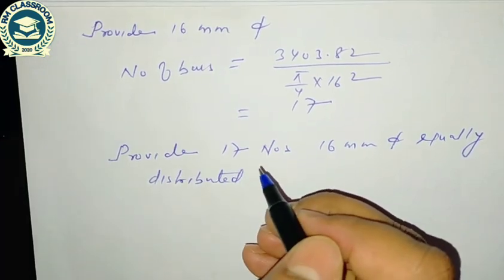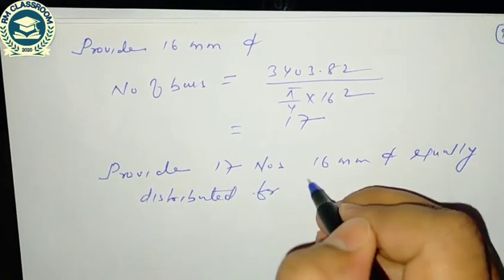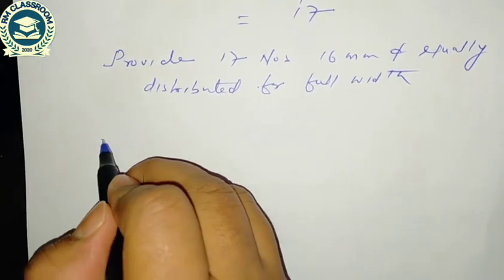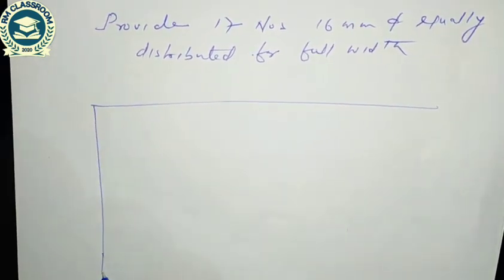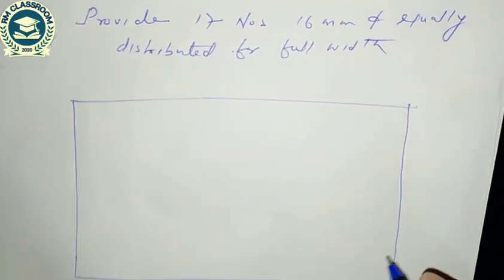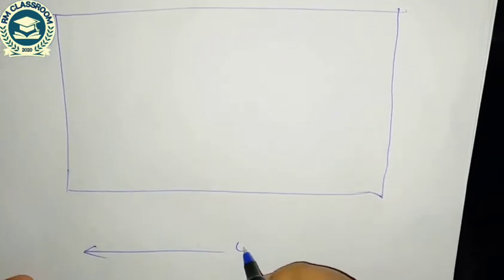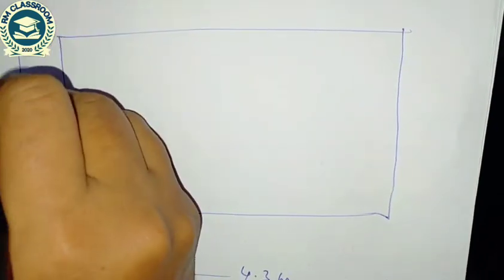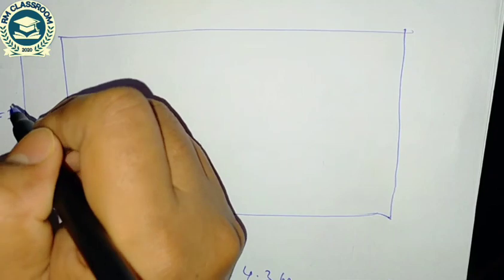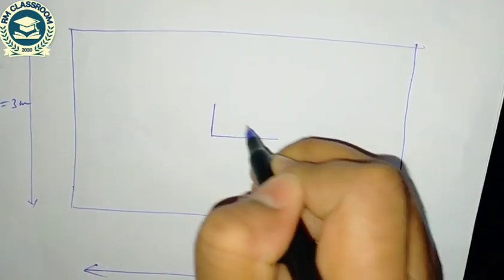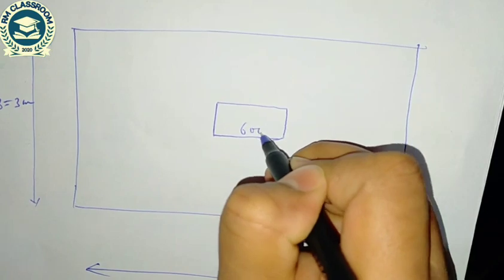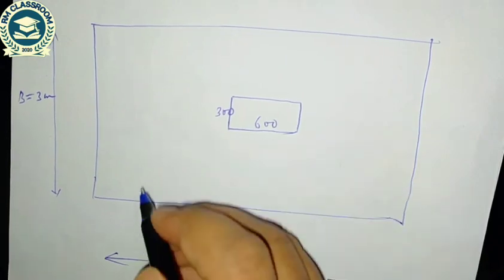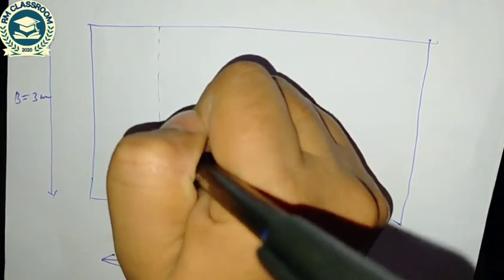So if I draw the detailing for full width, let us assume this is our footing. The length of the footing is 4.3 meter. Width of the footing is B equal to 3 meter, and this is our column 600 by 300. So two parts are there.